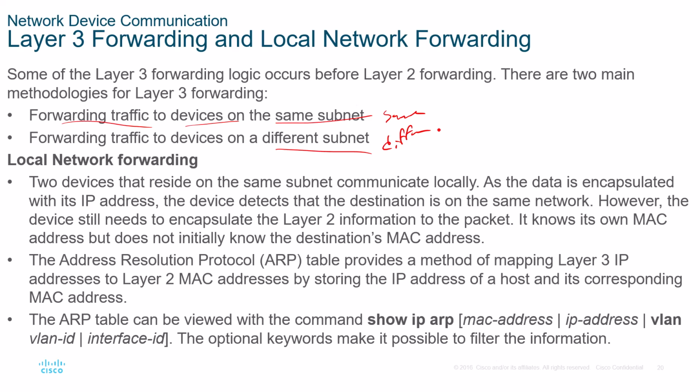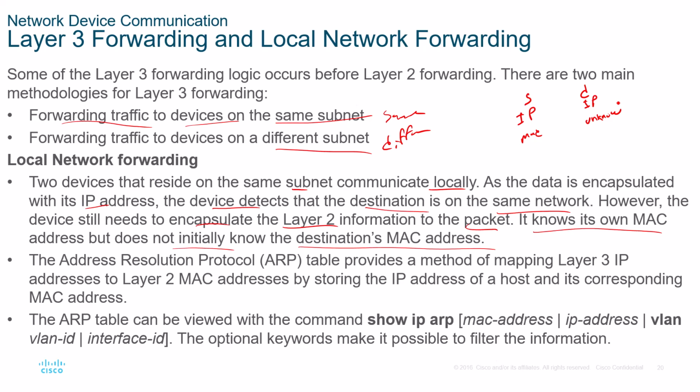Where local network forwarding, the two devices will reside on the same subnet. It's all local. The data is encapsulated with the IP address. The device will detect the destination on the same network. The device still needs to encapsulate the layer 2 data into the packet, known for its own MAC address, but it's still not initially known the destination MAC address. Alright, so what does that mean? So maybe I have my source IP and MAC, and I have my destination IP and unknown MAC.